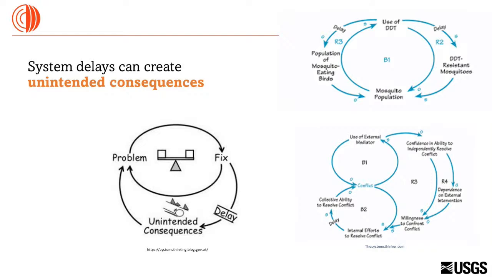They just say, well, I don't need to do this. They're going to bring somebody else in, so I don't even need to work on it. That's going to increase their dependence on an external intervention, which is going to decrease their willingness to even confront the conflict to begin with, which is then going to increase your need for internal efforts to resolve the conflict. So you start to see how a very good intention, trying to help my staff by bringing in an external mediator, all of a sudden leaves me with more and more conflict at my center. And I think this might have actually happened at my center, even though I didn't draw this graph.